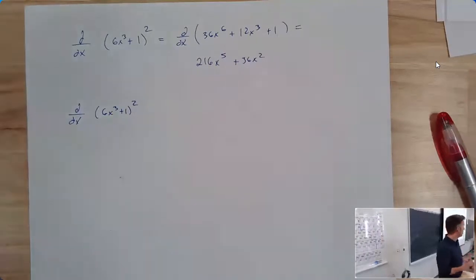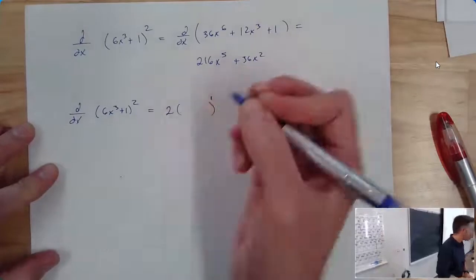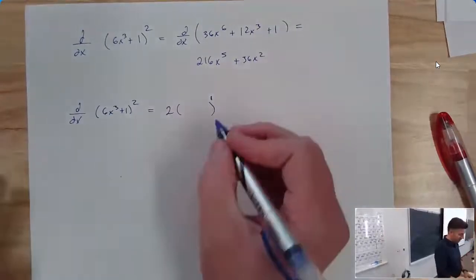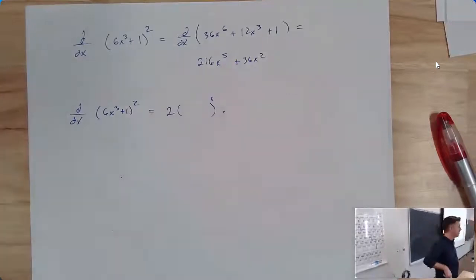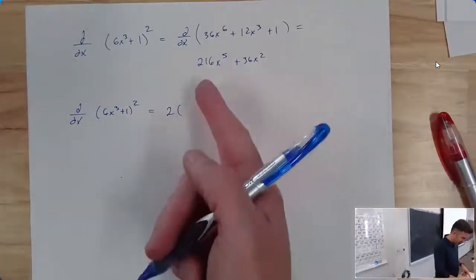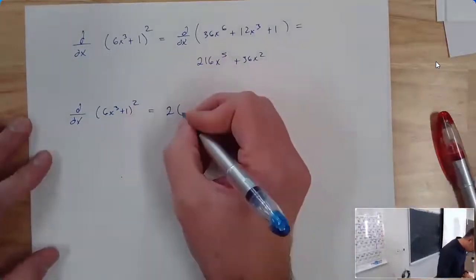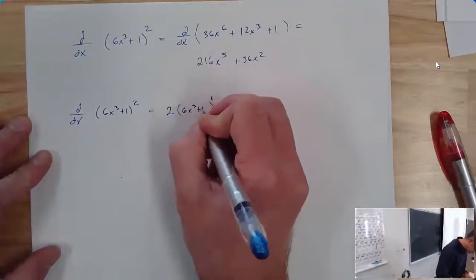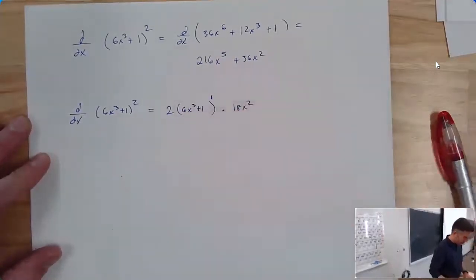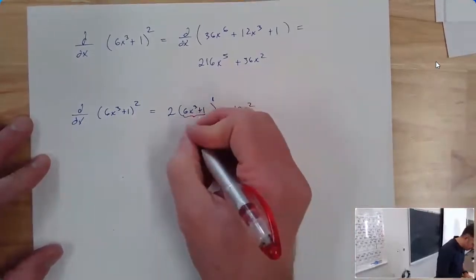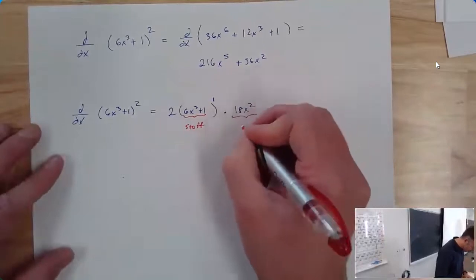So I know the derivative of some stuff squared is 2 times my stuff to the first power, if you want to really think about the power rule there. But then we have to multiply by what? The derivative of the stuff, the derivative of the inside, the derivative of 6x cubed plus 1. So I've got 2 times my stuff to the first power times the derivative of my stuff. And I really, really, really would like you to think of it that way. There's my stuff, or my inside for the word inside. There's the derivative of my stuff.